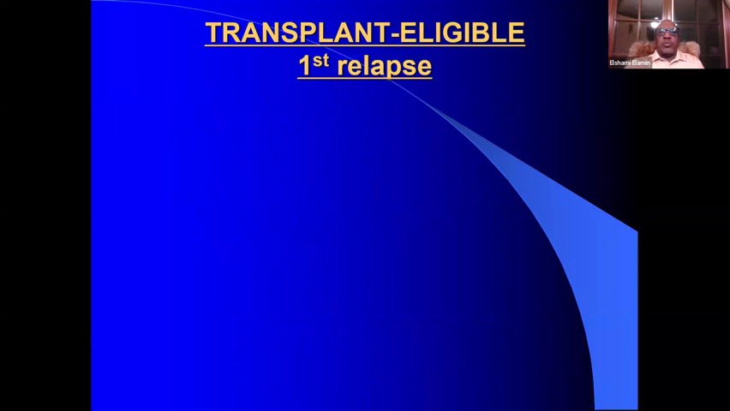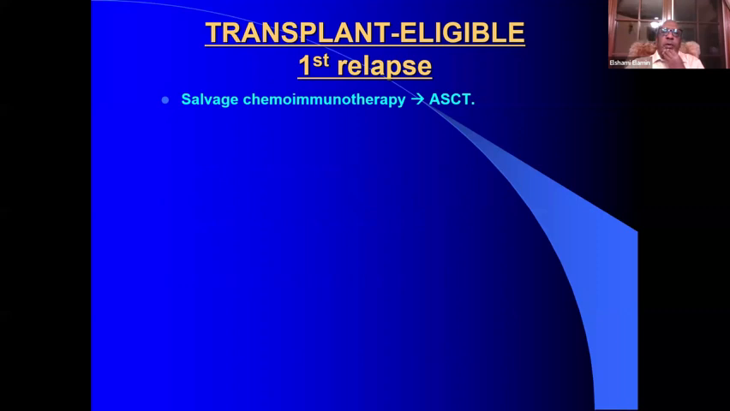Another scenario is when there is a relapsed or refractory disease, we ask ourselves immediately if the patient is transplant eligible or not, based on the performance status and comorbidities. If you determine that the patient is bone marrow transplant eligible, we give salvage chemoimmunotherapy. So give chemotherapy, and then we follow that with autologous stem cell transplant.